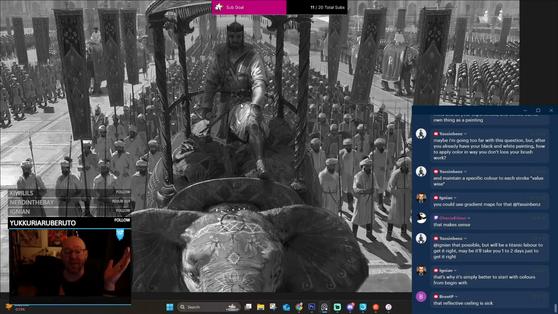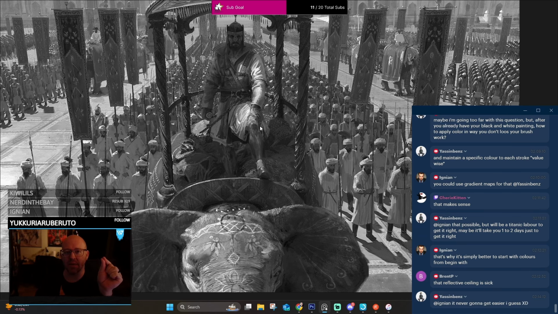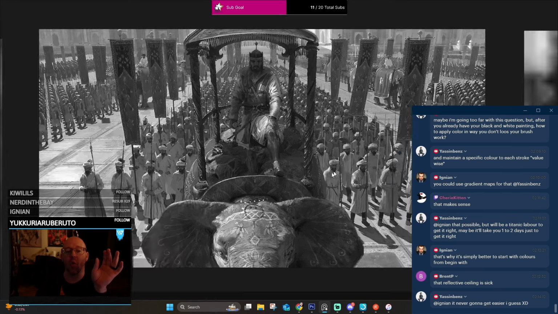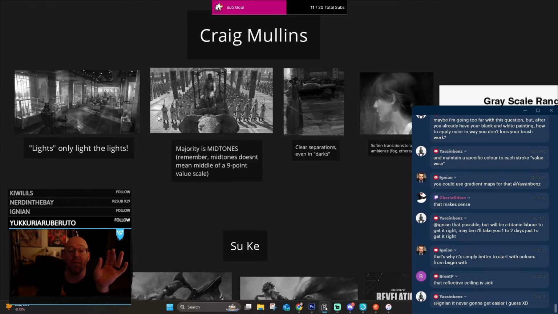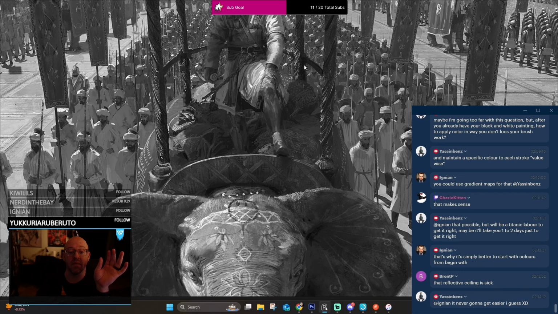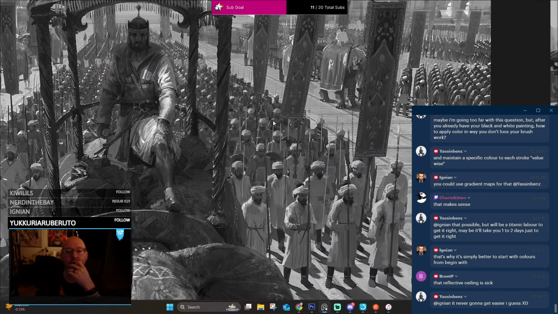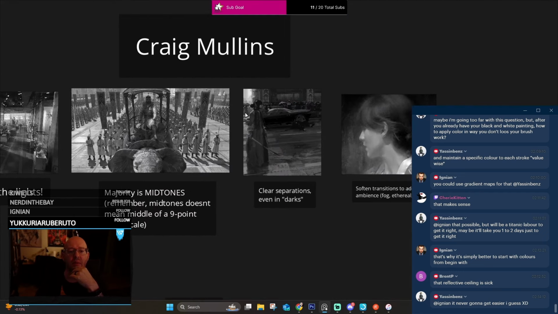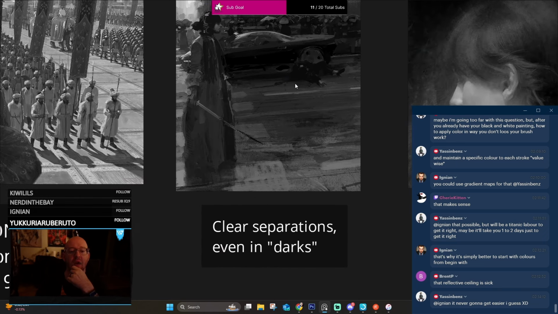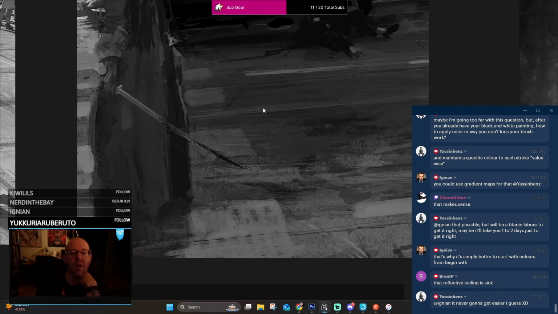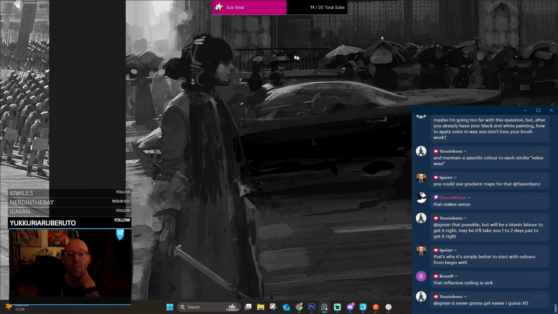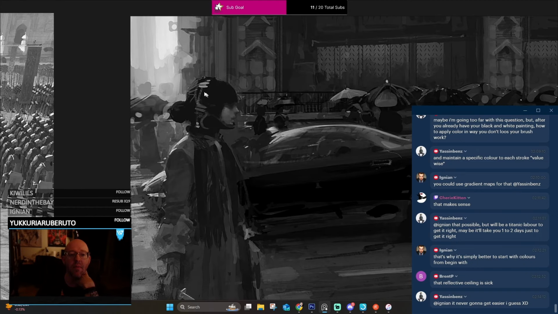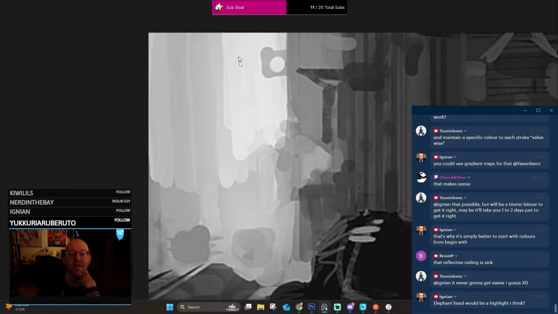So it's not that light isn't hitting things. Light's hitting everything. But what is your highest highlight? What is your 0 or 10% on this scale? Only a very little bit. Not much, actually. Do you know what I'm saying? It's kind of ridiculous. And then here, I wanted to show there's clear separations even in the darks. A vast majority of this painting is a 60% or darker. But then you have this nice little value hit right here.